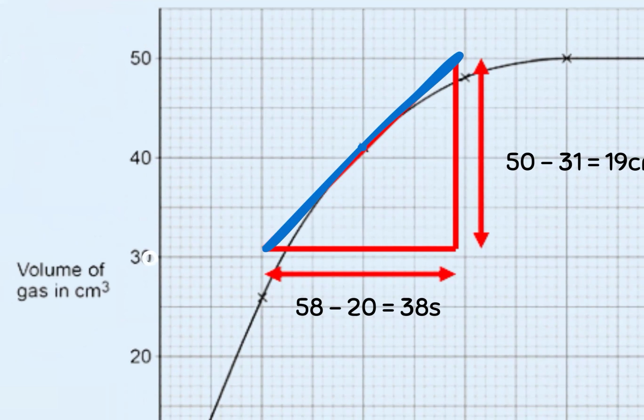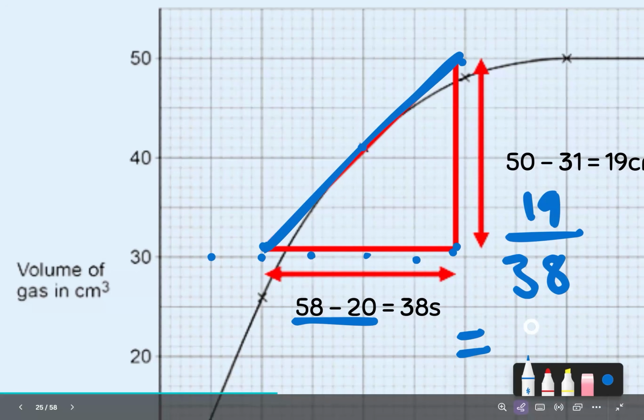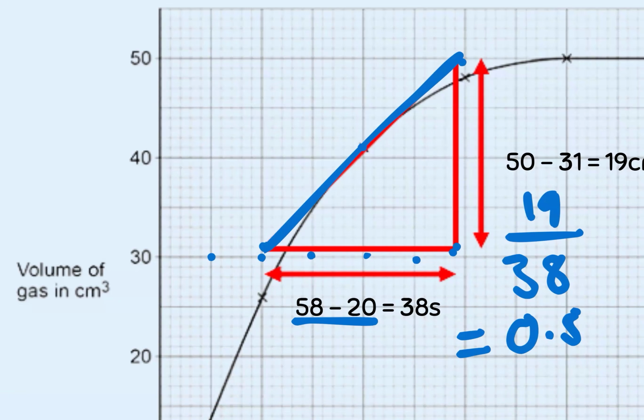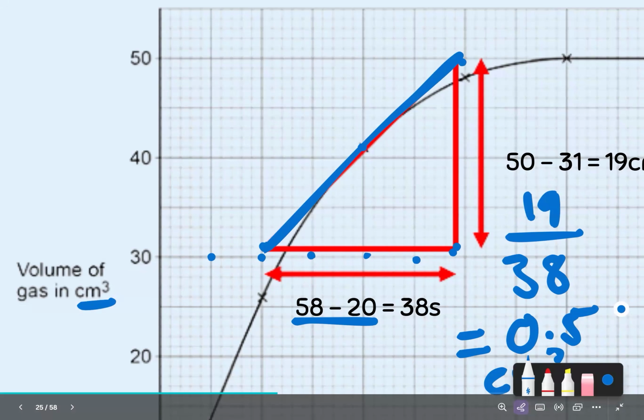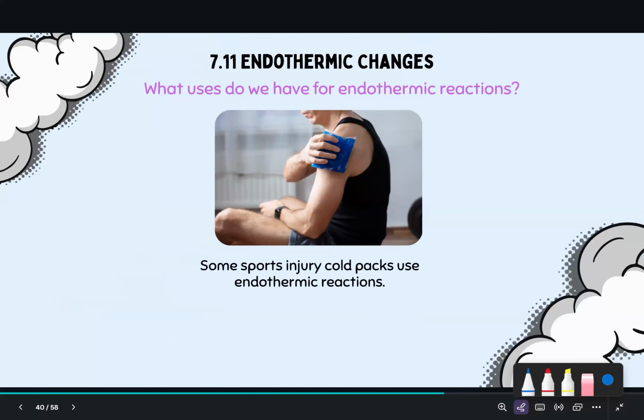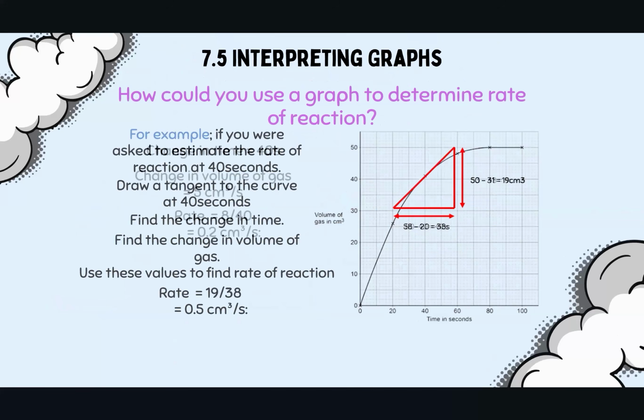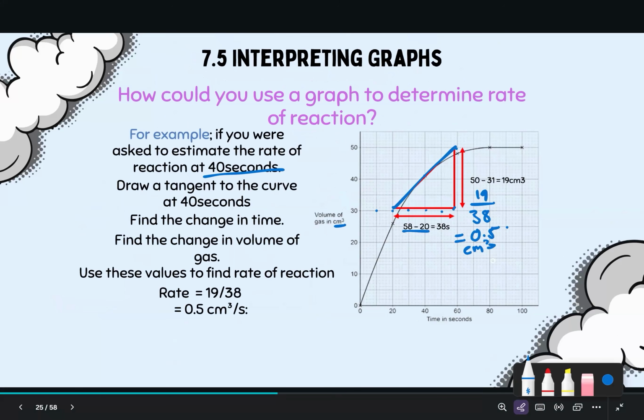Now you're looking at the change in y and the change in x. So what's the change in y? It starts from 31 and goes up to 50, so that's 19. Divided by the change in x: 10, 20, 30, 40, 50, and that's going up in twos, 52, 54, 58. So 58 take away 20 is 38. So we do 19 divided by 38. So the rate of reaction is 0.5. And now this is in centimeters cubed, so the units will be centimeters cubed per second.